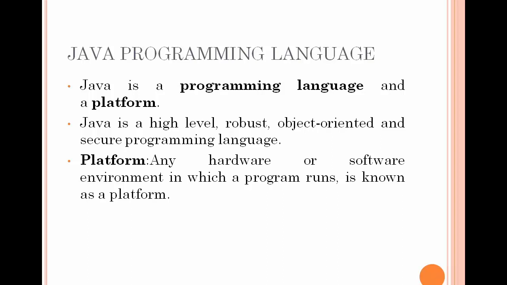As we also know, Java is a programming language and it is a platform. A platform means any hardware or software environment in which a program runs. Java is a high level, robust, secured and object oriented programming language.